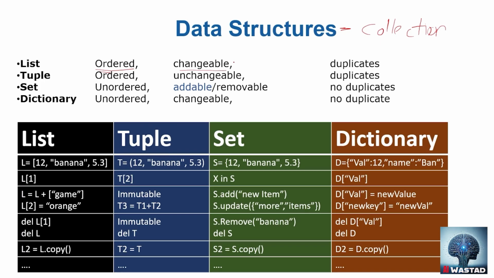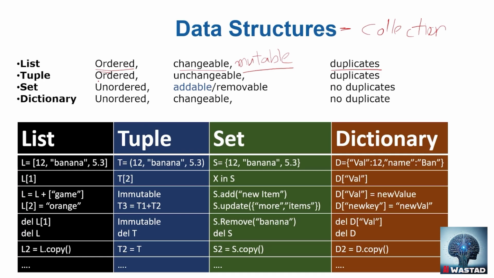Changeable, or the more usable term, is mutable. Mutable means once the list is created, in contrast to a string, you can change its elements. For example, you can change the third element with another element, and that's perfectly fine. That's what we mean by changeable, or more popularly, mutable. Duplicates means the list can contain the same item at position number 3 and at position number 5, so duplicates are allowed.